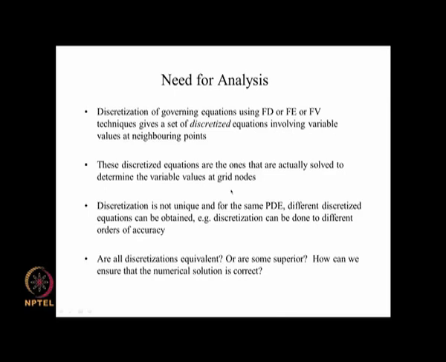So, the objective of this test is that we know that for a given partial differential equation, a number of discretizations are possible, okay. Now the question is that are all these discretizations equivalent? Obviously they are not, because there are some with a higher order of accuracy and some with lower order of accuracy, but we also know that order of accuracy is something which is only vague, it is not something definite.